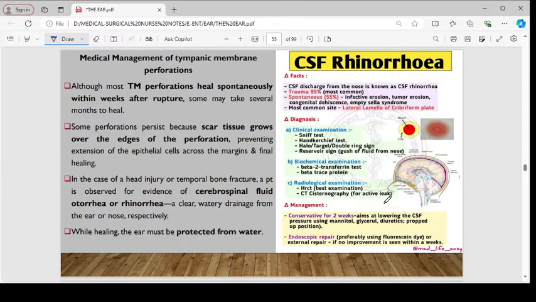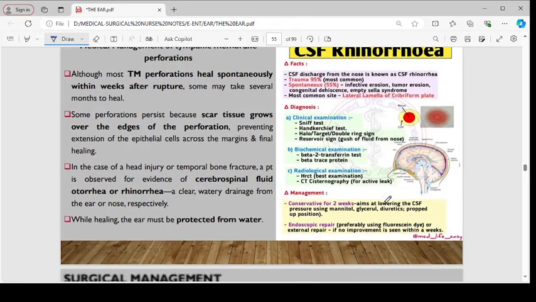In the case of a head injury, for example, or temporal bone fracture, a patient is observed for evidence of cerebrospinal fluid otorrhea or rhinorrhea, which is a clear watery drainage from the ear or the nose, respectively. While healing, the ear must be protected from water. Okay?